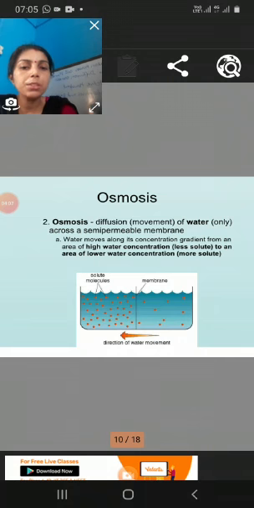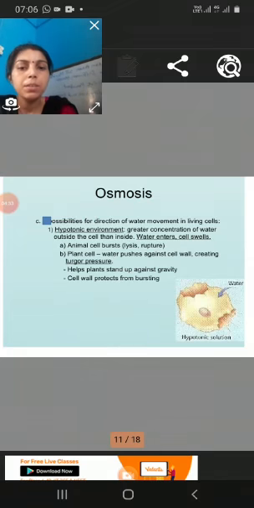Osmosis is the process in which the water, that is the solvent, moves from its higher concentration to lower concentration across the semi-permeable membrane. Water, when it moves across the membrane, continuously moves from the higher concentration to lower concentration and makes an equilibrium of it.